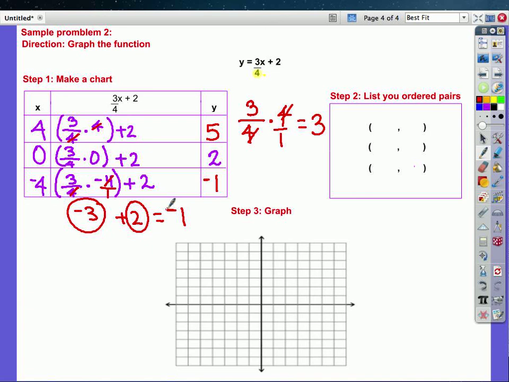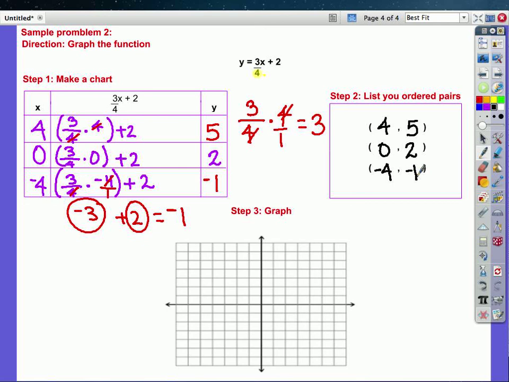Now we are going to list our ordered pairs. Our first ordered pair is 4, 5. Our second ordered pair is 0, 2. And our final ordered pair is negative 4, negative 1.